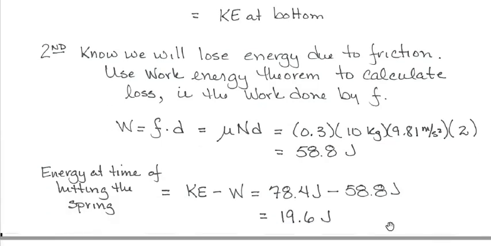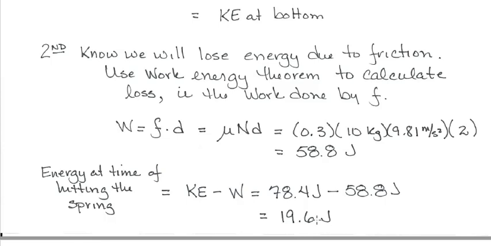So the energy at the time that we hit the spring is going to equal our kinetic energy at the start minus the work done by friction, because that's energy that we lose, and we're going to hit the spring with an energy of 19.6 joules.